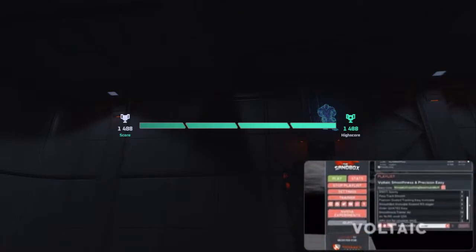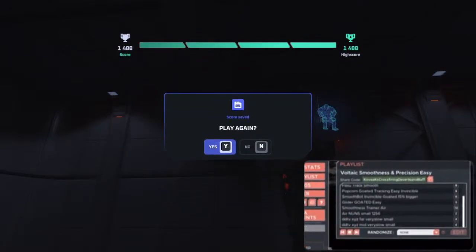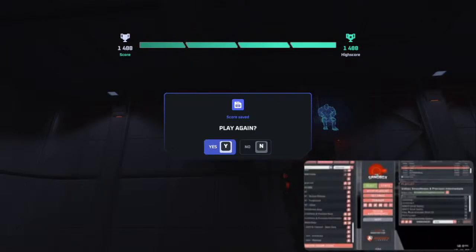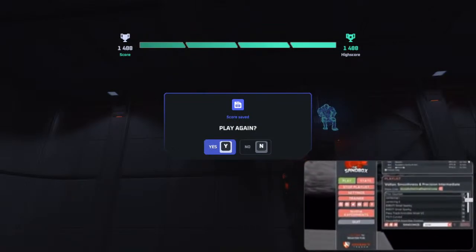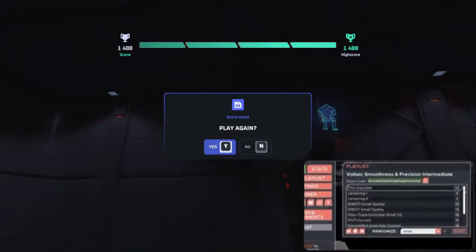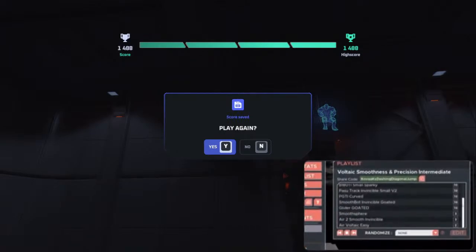Voltaic smoothness routine is also quite good. They have an easy and intermediate version which generally feature variations of the same scenario types we've already covered. The exception being they focus a lot more on air type bot movement and smaller, more precise dots, like with the DDTV XYZ scenarios, which are fantastic for building up your wrist smoothness.